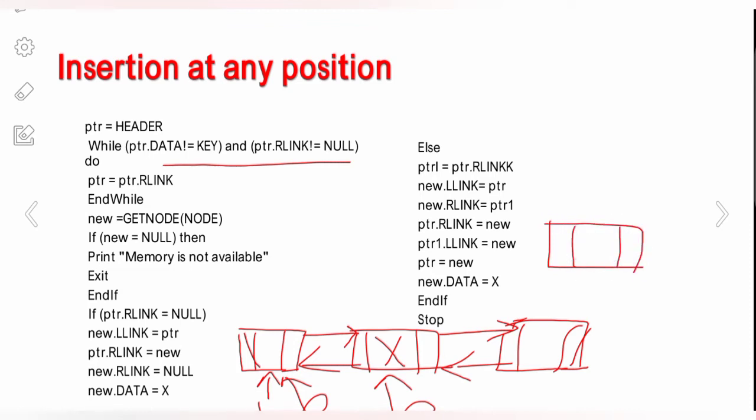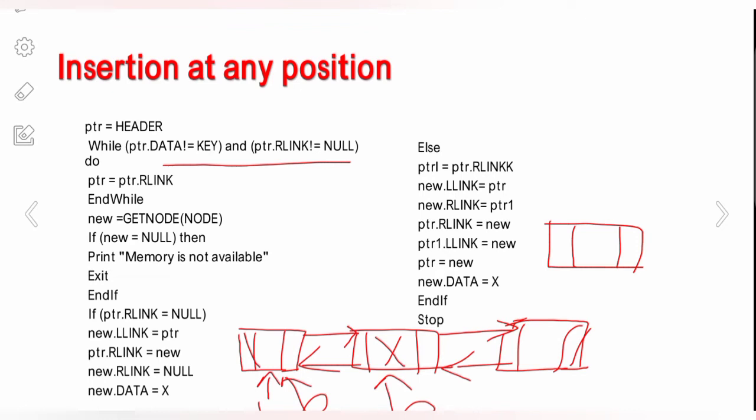Okay. And if new equals to null, then memory is not available. But here the new value is not equals to null, right? So we are going to the next thing. So if the pointer dot right link is equals to null, so here the pointer right link is not equals to null, right?